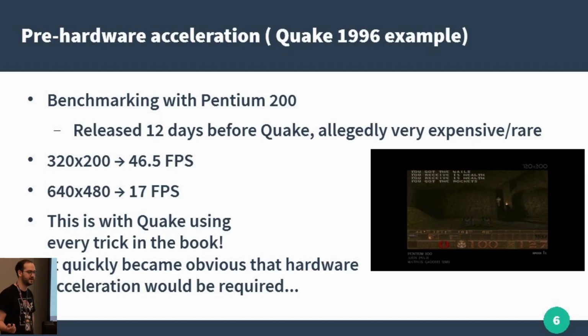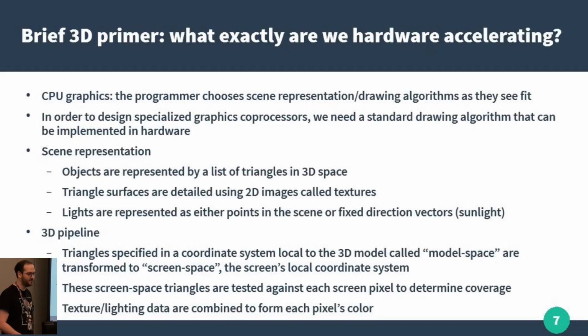But before we can talk about the hardware itself, we have to talk about the way that this hardware would be designed. Because you see, if you're doing graphics rendering on the CPU, you're free to choose whatever scene representation and rendering algorithm you want. But if you're going to design a piece of dedicated hardware that's supposed to be used by any game, you need to come up in advance with an algorithm for doing the drawing that the hardware can implement.